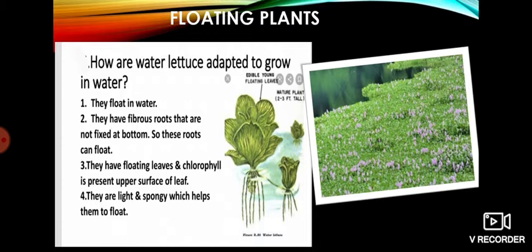These plants have floating leaves, and chlorophyll is present on the upper surface of the leaf. Floating plants are light and spongy to facilitate the floating.